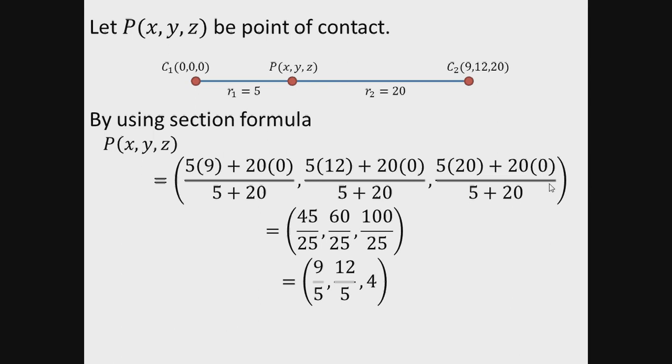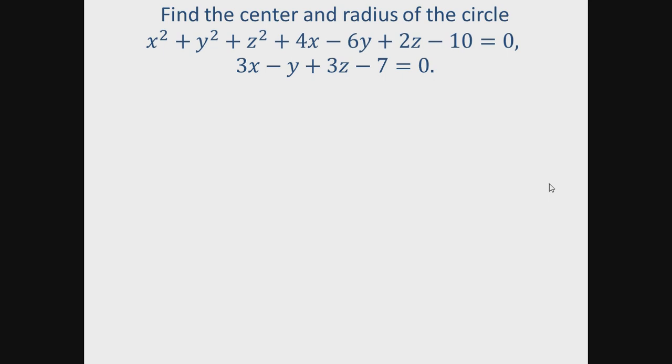Consider the next example. Find the center and radius of the circle x square plus y square plus z square plus 4x minus 6y plus 2z minus 10 equal to 0, comma, 3x minus y plus 3z minus 7 equal to 0. As I have already told you, there is no separate equation for a circle in 3 dimensions. Two equations, sphere and plane, or sphere and sphere, together represent a circle. So this sphere and this plane together represent a circle, and we have to find the center and radius of that circle.